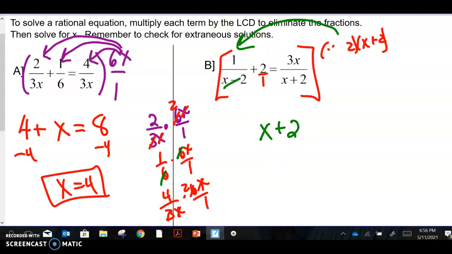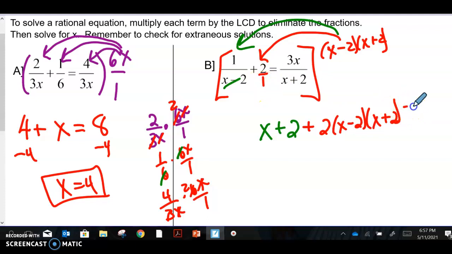Now we'll go to the next term. I'm going to take x minus 2 times x plus 2 times 2. Well, that's just what I said. There's nothing to cancel out. There's just a 1 at the bottom. The next one, the x plus 2's cancel, and I have 3x times x minus 2. Again, we've wiped out all the denominators.